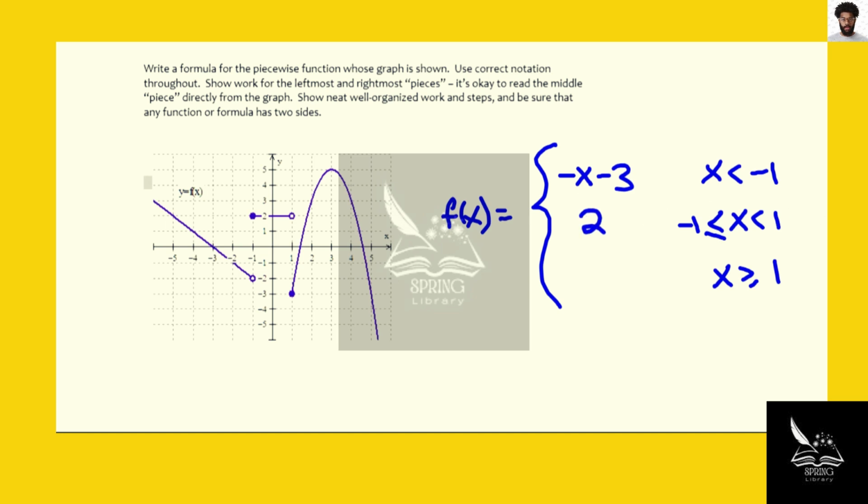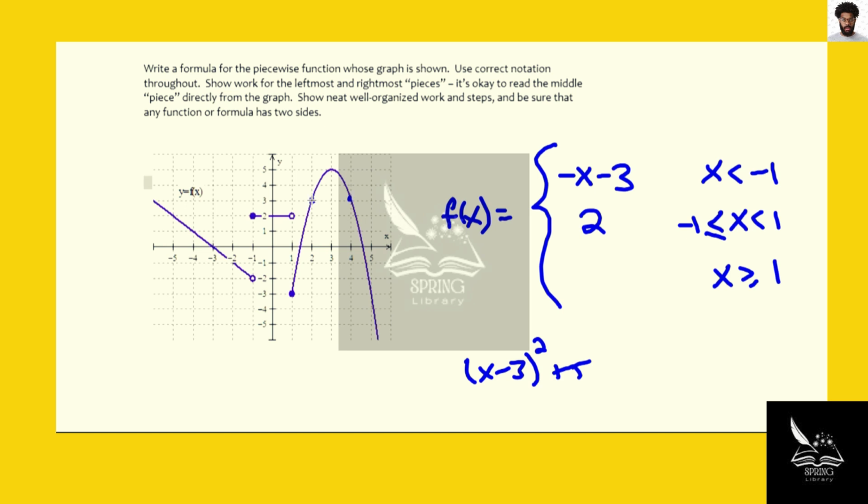And then the third piece is a quadratic. This quadratic has a vertex at (3, 5). So we could first write it as (x minus 3) squared plus 5. That takes it to (3, 5). And when we go over 1, we're going down 2.